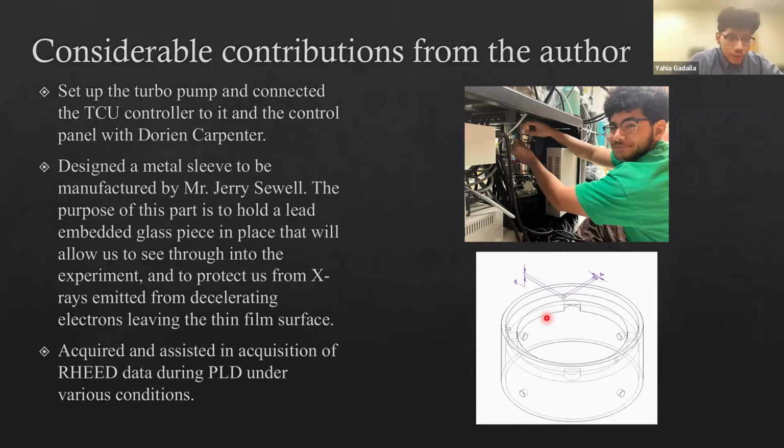I also designed the metal sleeve to be manufactured by Mr. Jerry Sewell of the UAB machine shop. The purpose of this part is to hold a lead-embedded glass piece so that it will allow us to see into the experiment and protect us from X-rays emitted from decelerating electrons, leaving the thin film surface from RHEED. Lastly, I acquired and assisted in acquisition of RHEED data during PLD under various conditions.